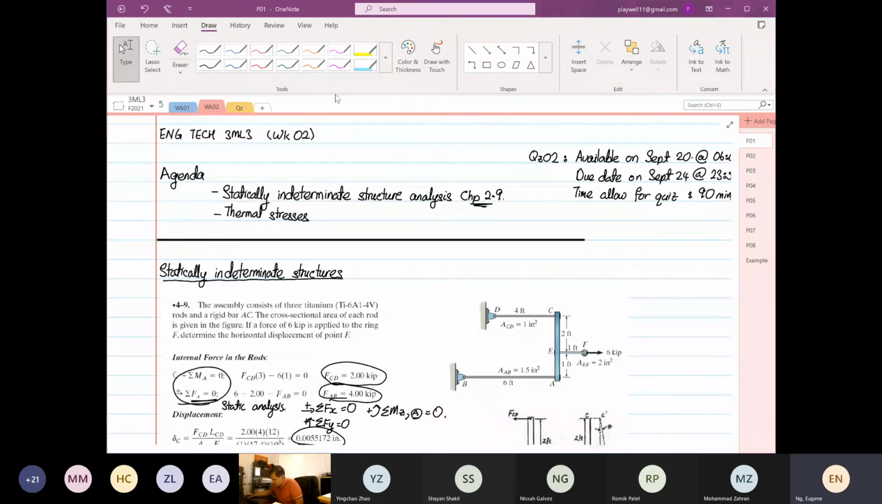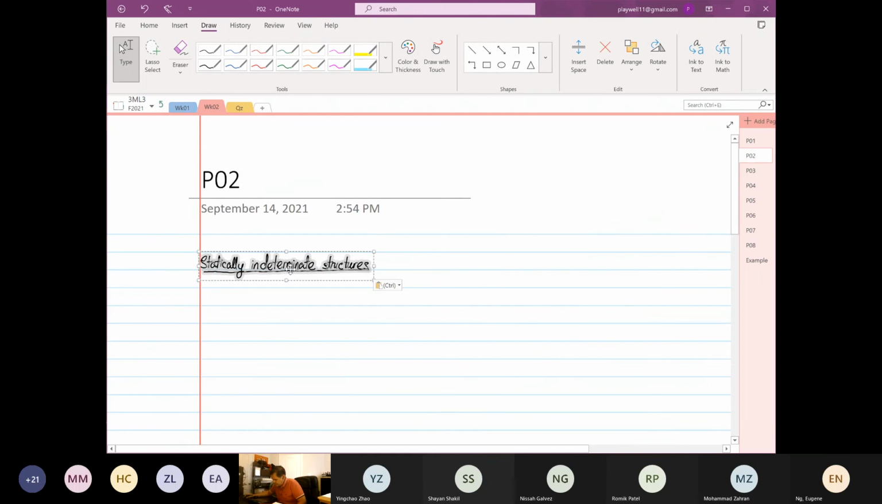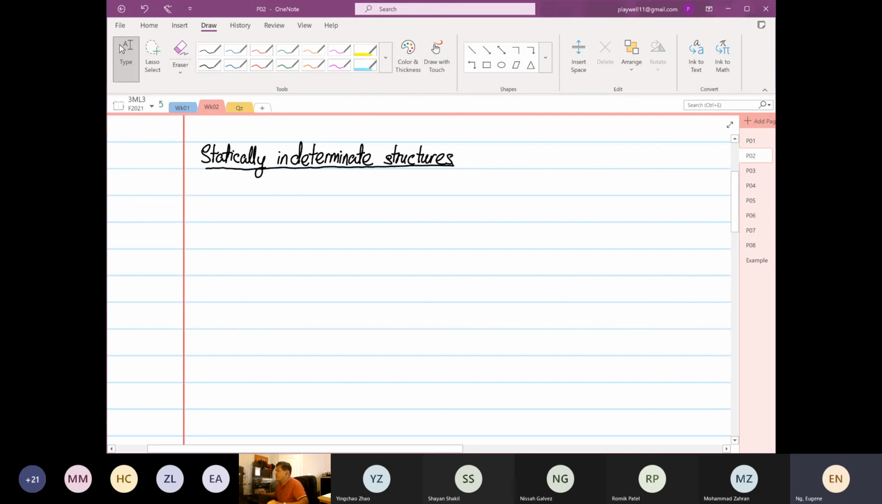So let's go into our lecture on statically indeterminate structures. Today I'm going to teach you how to solve structures that are statically indeterminate. What do I mean by structures that are statically indeterminate? What does that term actually mean?